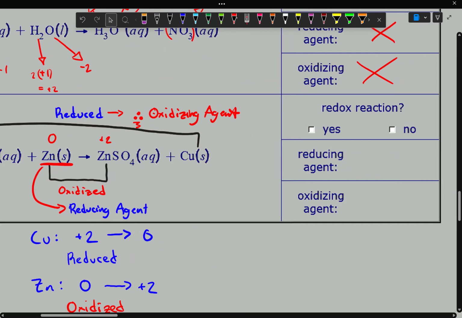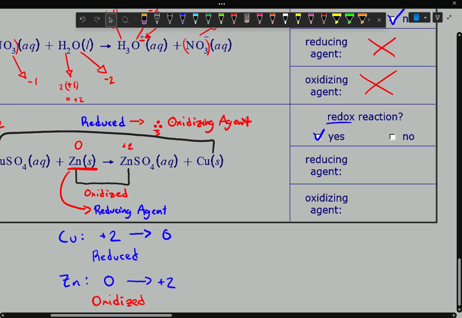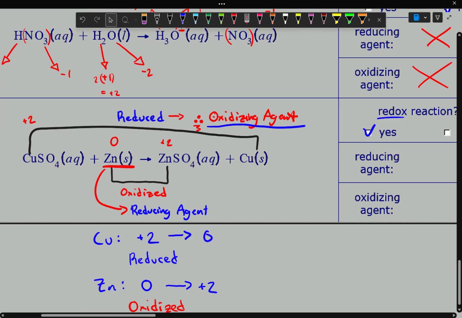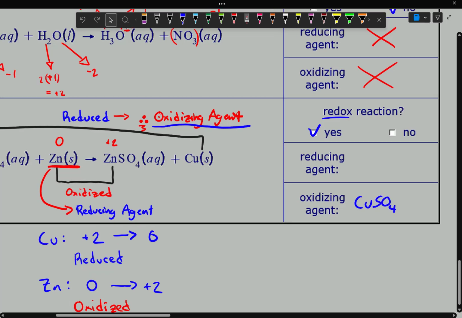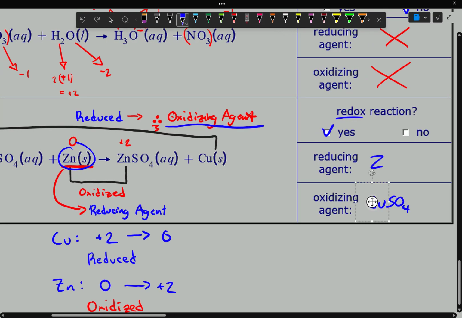So, is it a redox reaction? Yes, it is. We have a change in oxidation state. What is our oxidizing agent? That would be copper sulfate, CuSO4. And what is our reducing agent? It's going to be zinc.